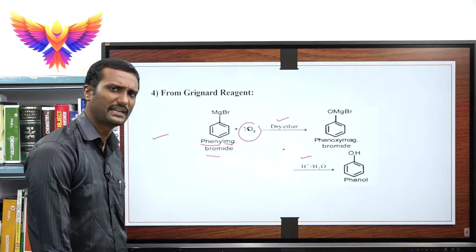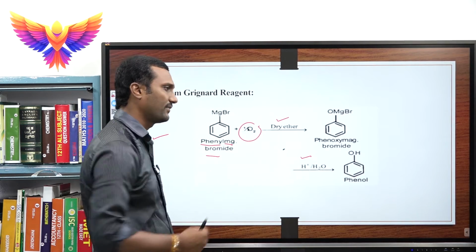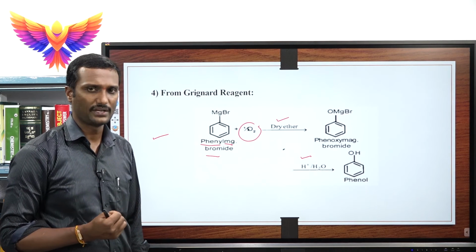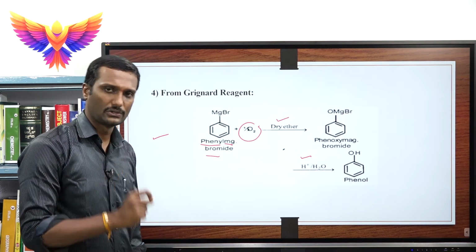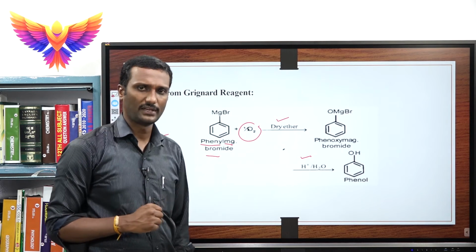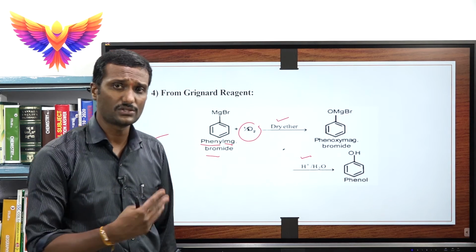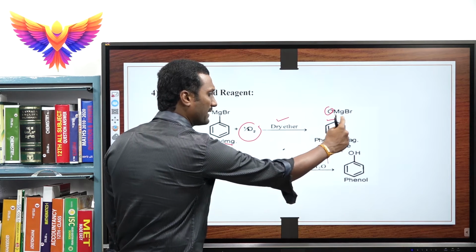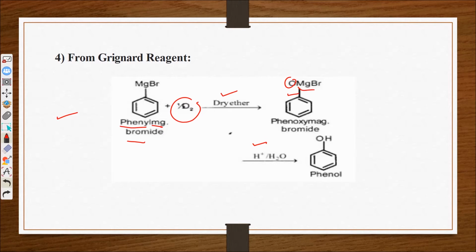This is also a very simple method. Try to remember how to get phenol from a Grignard reagent. Grignard reagent means in the place of the alkyl we are using an aryl group. Aryl means the benzene group. The phenyl magnesium bromide is oxidized to give phenoxy magnesium bromide. When acidified with water, you will get the phenol group.